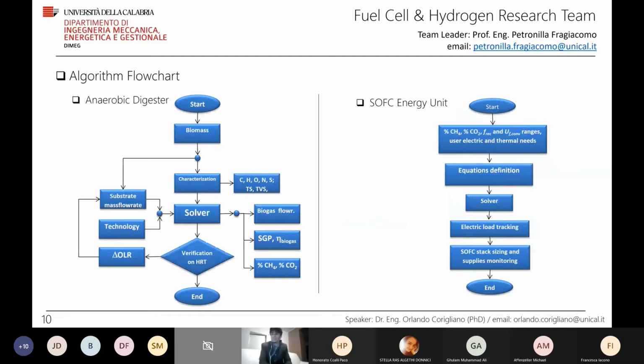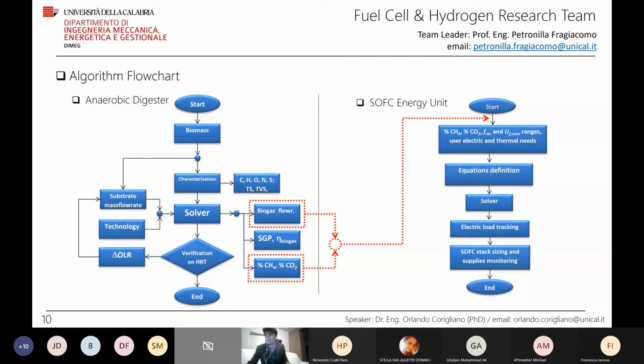The calculation is based on an iterative cycle. Without going into detail, when convergence is attained, the performance of the first unit, that is the anaerobic digestion, is obtained. Therefore, we have the biogas flow rate and its quality in terms of methane percentage. The same biogas becomes an input for the SOFC energy unit algorithm.